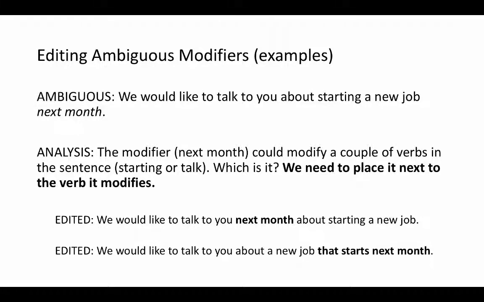We would like to talk to you next month about starting a new job. In that case, it's clear that it's modifying talk. We would like to talk to you about a new job that starts next month. In this case, it's easier to see that the job itself starts next month. In any case, we need to understand the meaning or the intent of what the writer was trying to accomplish, and as a consequence, place that modifier closer to what it modifies. It's ambiguous because we were unsure, so let's make it unambiguous. Here are a couple ways to do it.